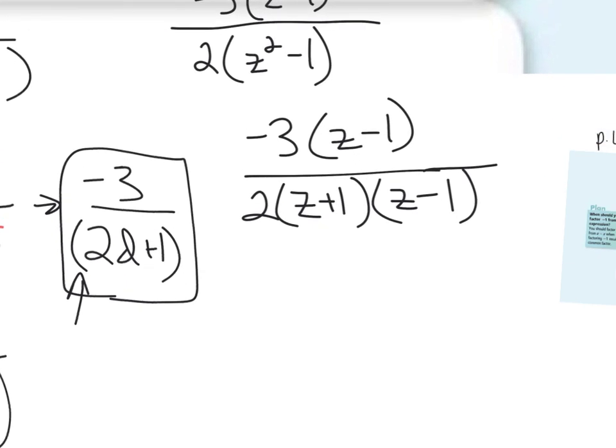Now, before we get in too big of a hurry here, we need to make sure we do our excluded values first. Obviously, 2 cannot equal 0, so we don't have to worry about that part.